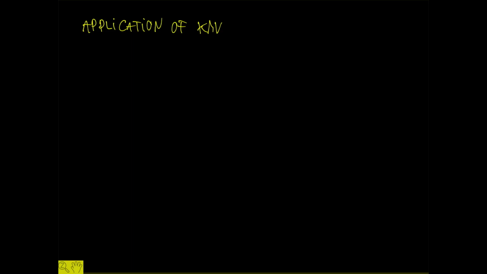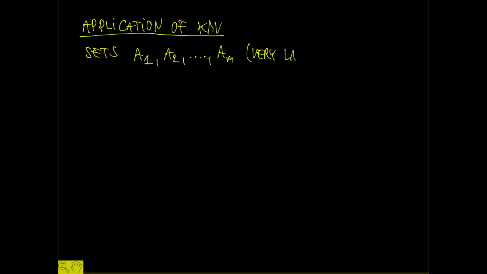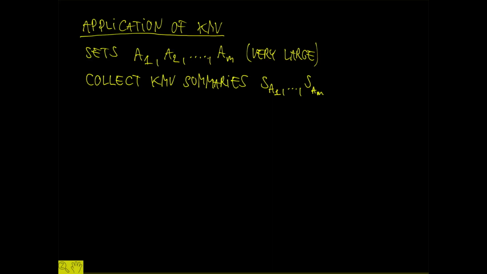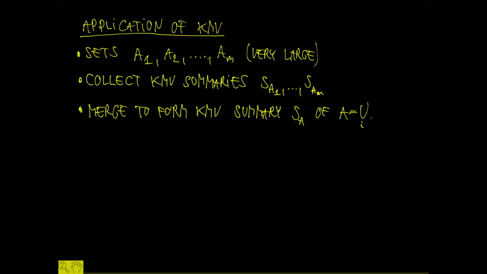Let's consider an application of this summary. Suppose we have a bunch of sets, A1 through AM, and all of them are quite large. What we can do is construct a summary for each of the sets, and we can potentially collect them. Even if these sets are distributed across many machines on the internet, we can compute these relatively small summaries of maybe a few thousand elements each. Let's call those SA1 through SAM. Since these summaries are mergeable, we can merge them to form a summary of the union of these sets.